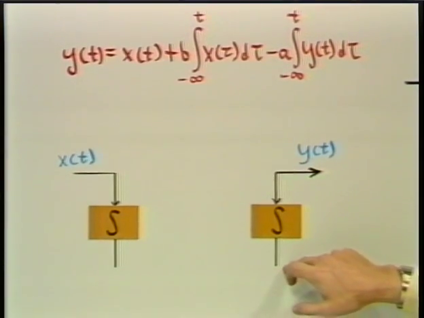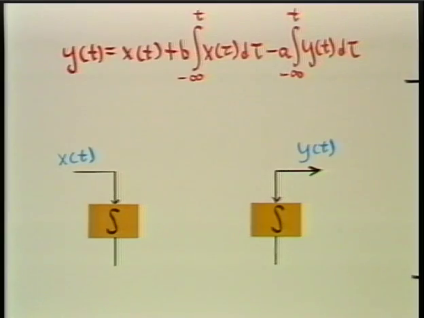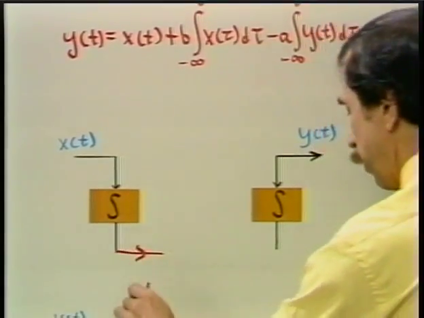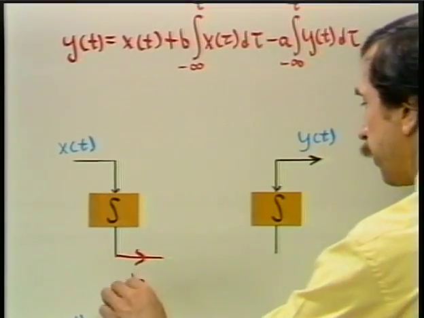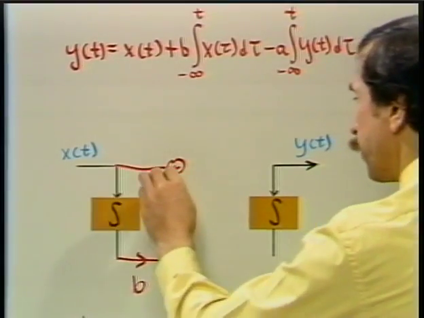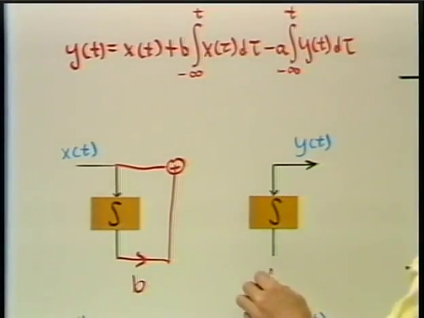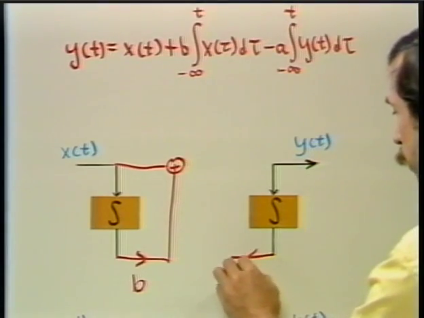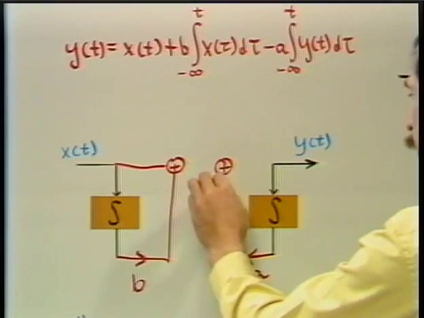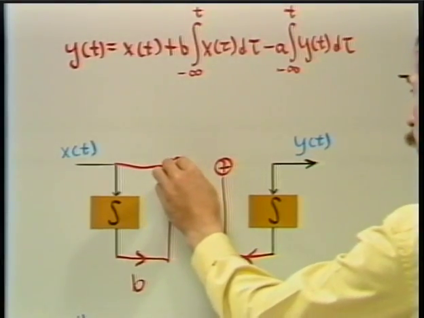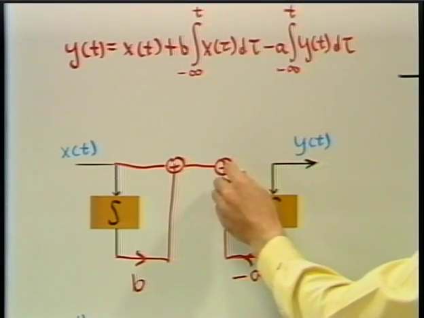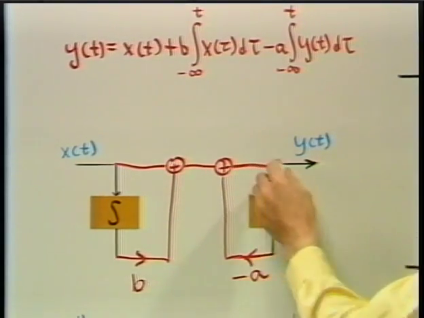And now to form y of t, we multiply the integrated input by the scale factor b and add that to x of t, and we take the integrated output multiplied by minus a and add to that the result of the previous addition, and according to the integral equation, then that forms the output.